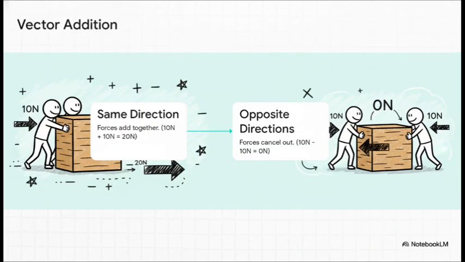Let's make this super simple. Imagine you and a friend are pushing a big box. If you both push on the same side in the same direction with 10 newtons of force each, your forces add up. You get 20 newtons of force, and that box is going to move. But what if you push on opposite sides? You're pushing with 10 newtons, your friend is pushing with 10 newtons, they completely cancel each other out. The total force is 0, and the box goes nowhere. That is vector addition in a nutshell.